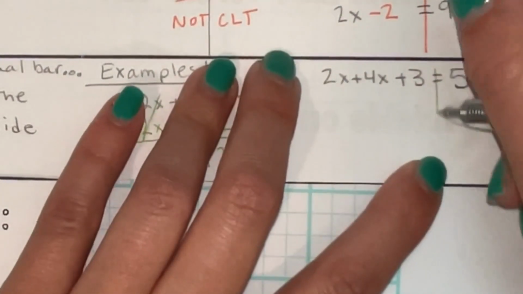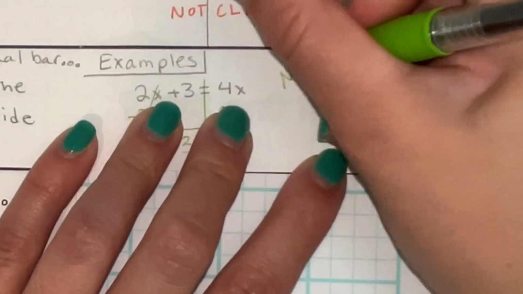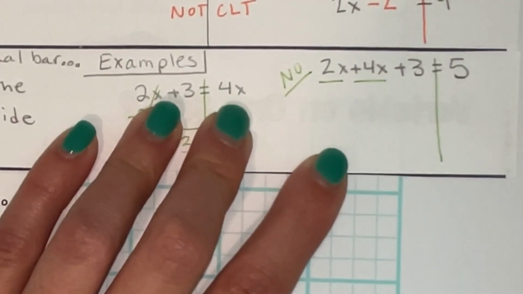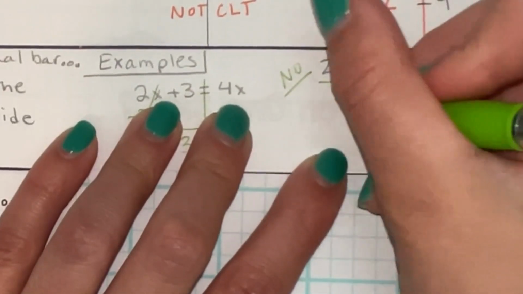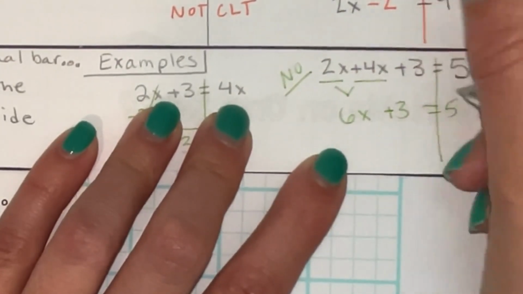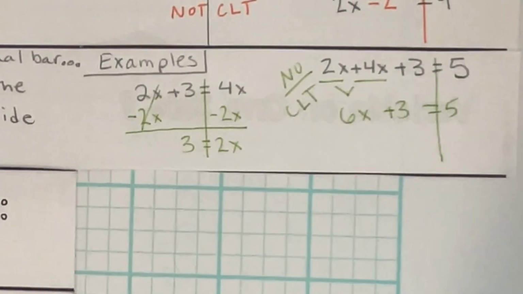Okay. Now, however, in this other one, this is going to be a no because these variable terms are on the same side. So that's going to be a combining like term thing. I can add these two to get 6x and everything else gets brought down. So this would be a combining like term. That's why that one doesn't work out. They're on the same side.